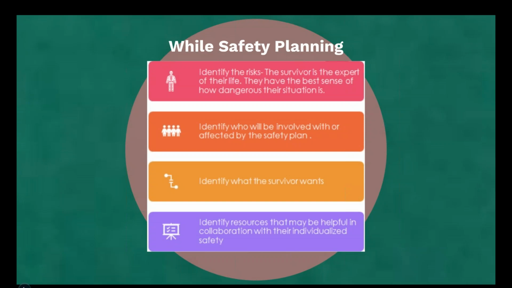Next, identify resources that may be helpful in collaboration with their individualized safety plan. A protection order may be helpful for them. They may be a good candidate for the address confidentiality program. Counseling may be a good option. There may be shelter options because their situation is unsafe at home. For some people, pre-packing is a very good option, to have a few resources available from their home: clothing, toothbrush, things like that, so that they're able to get out of the home pretty quickly.